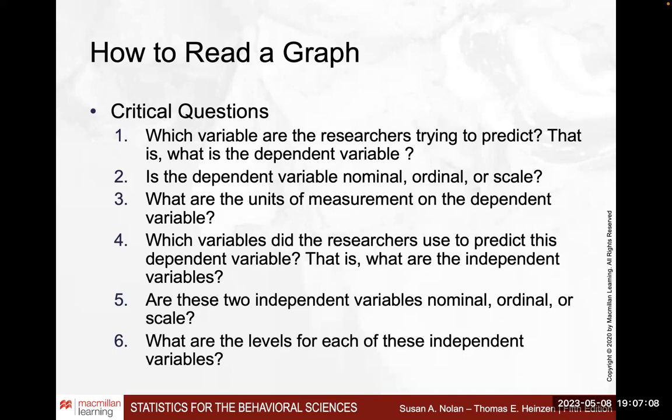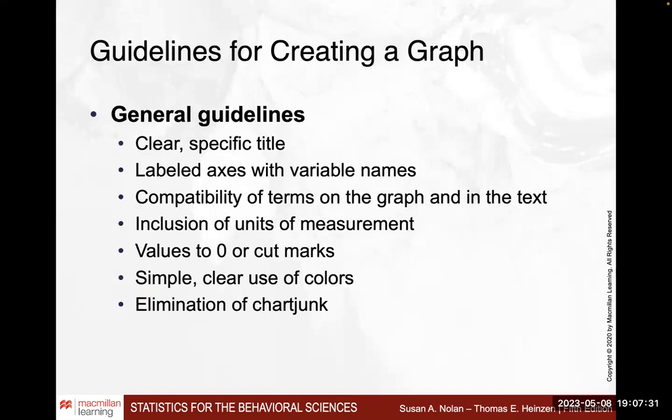You need to understand what the units are, what the relationships are, is there a line of best fit, what does the line of best fit basically show, and what the levels are if there are categorical independent variables. So basically you just need to dissect it following a certain outline, and these are the critical questions essentially for how to read and interpret that graph. Guidelines, well, you can review those.